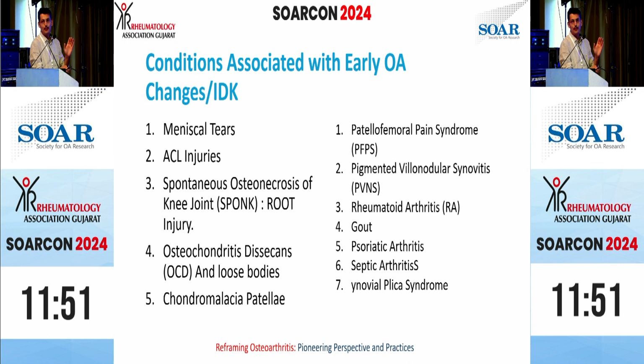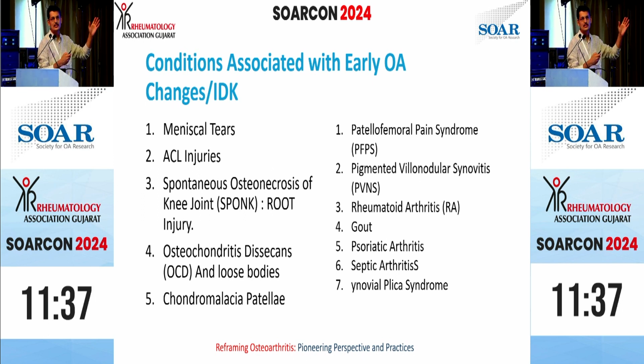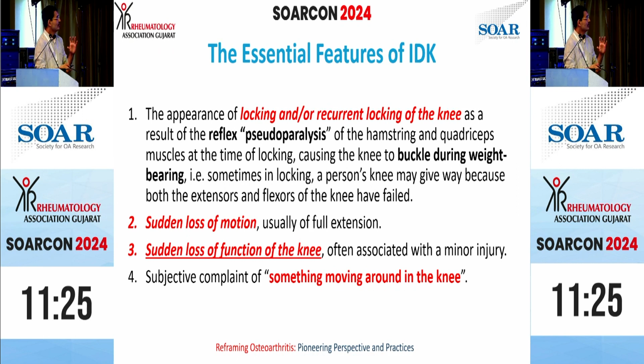So the most important internal derangements of the knee which you will be coming across are meniscus injuries, ligament injuries, spontaneous osteonecrosis of the knee joint, that is called a SPONK, and now we have realized this is most commonly due to a root injury sequelae. You can have osteochondritis dissecans, chondromalacia of patella, and then rare things like patellofemoral pain syndromes, PVNS, etc.